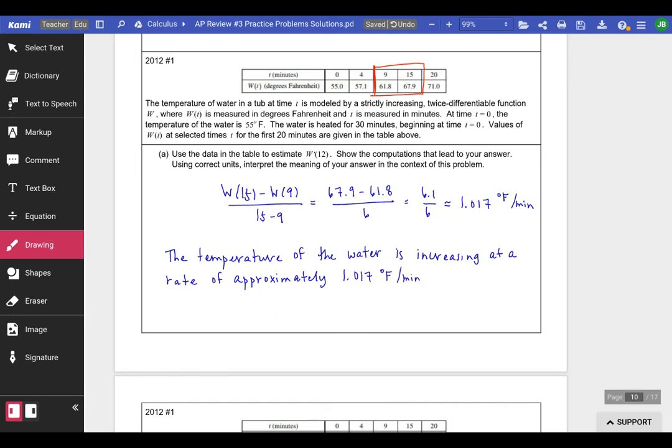And then we have to tell when that's happening. At time t equals 12, and the units on time were minutes. So that would be a complete explanation. Say what you're talking about, what's happening with units, and then give the time that that's occurring. And so as far as points here, it was 1 point for that estimation, and then 1 point for the interpretation.